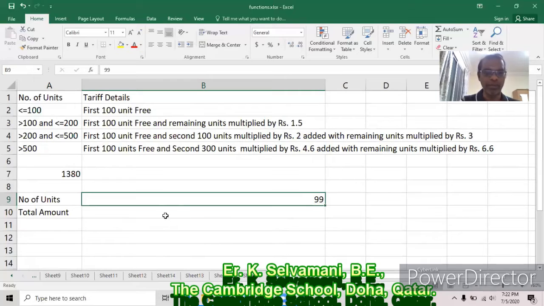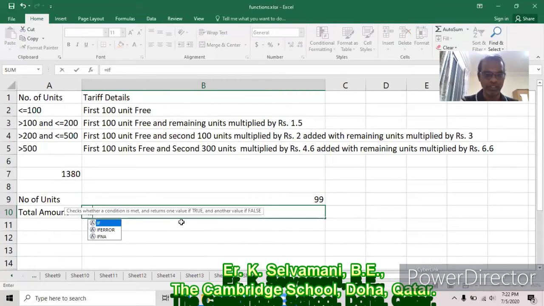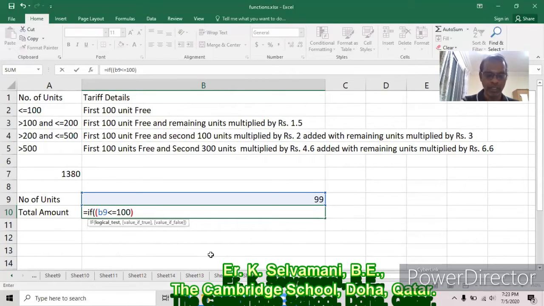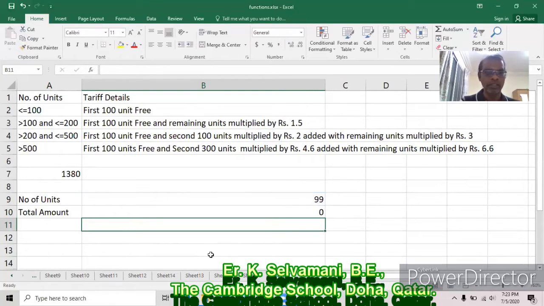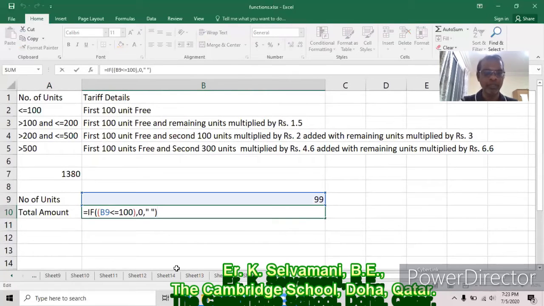For example, I am putting it here. So the first stage: if the number of units, available in B9, B9 is less than or equal to 100. This is the first stage. Comma. If the condition is true, you have to pay 0 amount. If the condition is false, just put blank. It is very simple. Here, if the number of units is less than or equal to 100, you have to pay 0 amount.